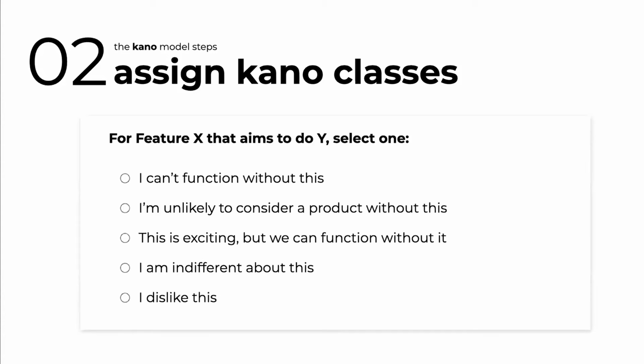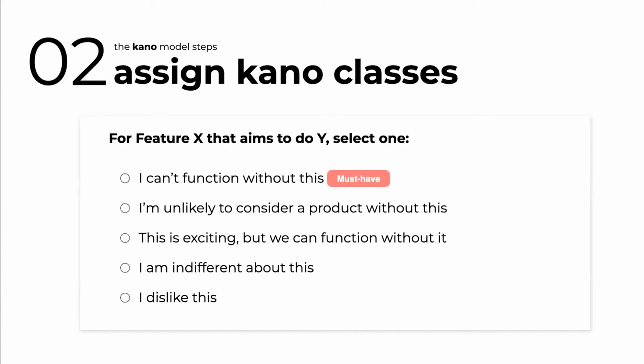So this is what the shape of the survey looks like. For feature X that aims to do Y, select one of these options. The first option is I can't function without this. Second is I'm unlikely to consider a product without this. Third, this is exciting, but we can function without it. I'm indifferent or I dislike this.